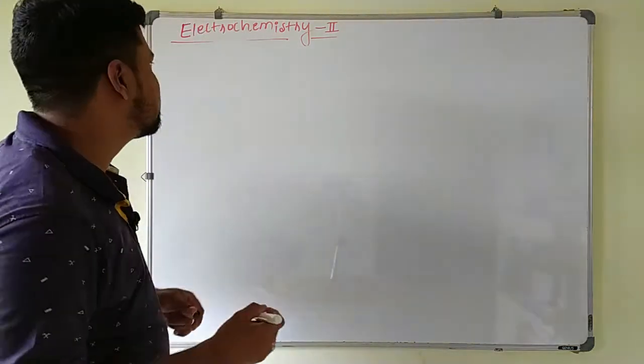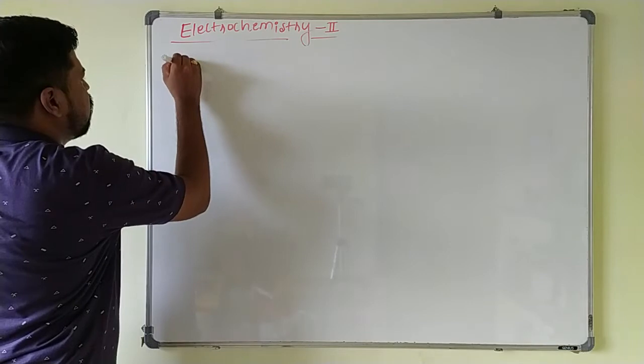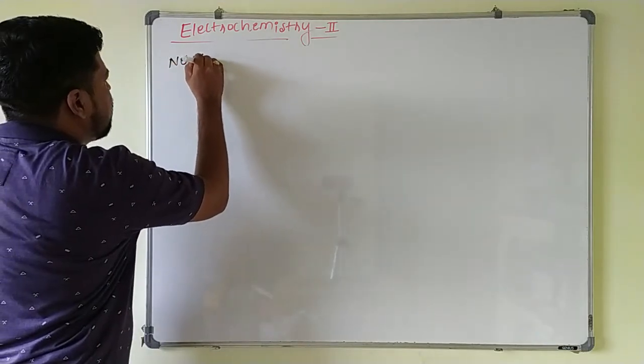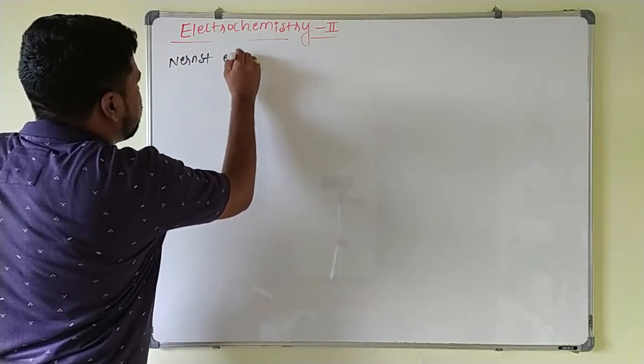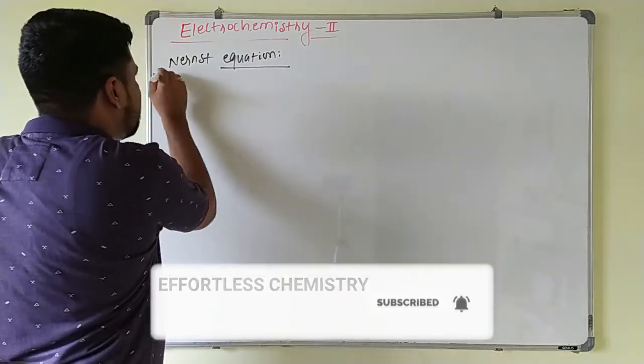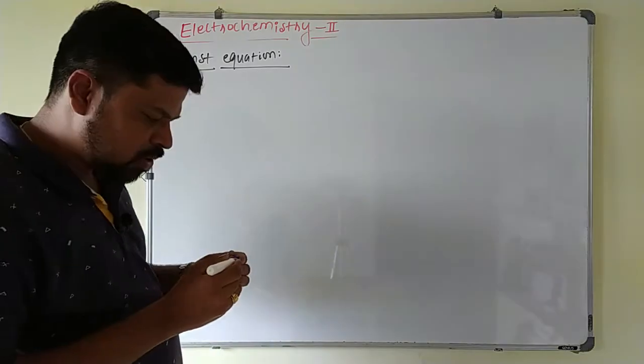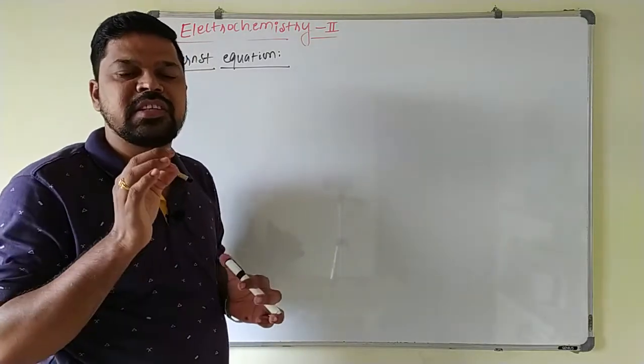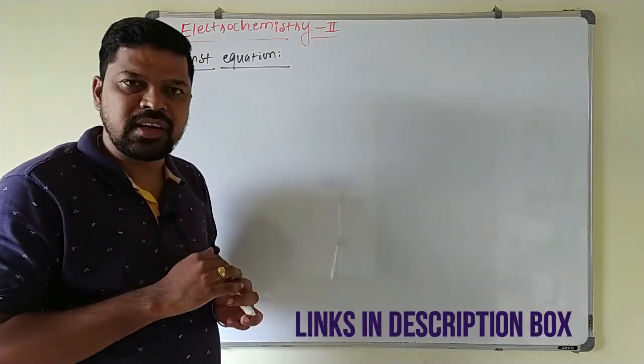So now we will discuss the Nernst equation. This is a very important equation to solve the problems. Nernst equation. So already we know that a galvanic cell converts chemical energy into electrical energy.